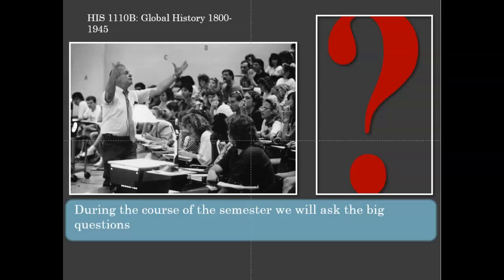What will you learn in History 110B? A survey of global history from 1800, the Napoleonic War period, to the end of World War II, 1945. Well, the first thing to be conscious of is that this course is very ambitious in scope.